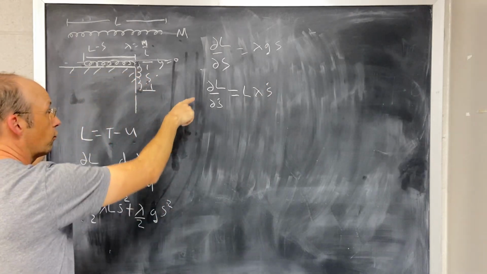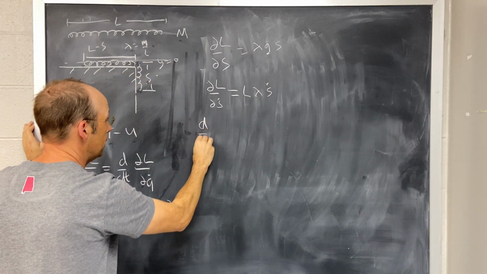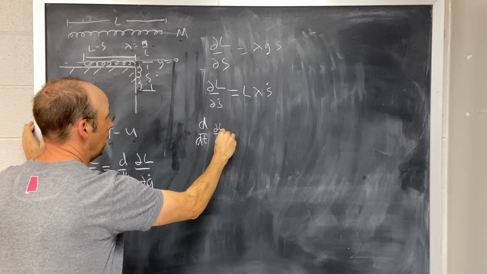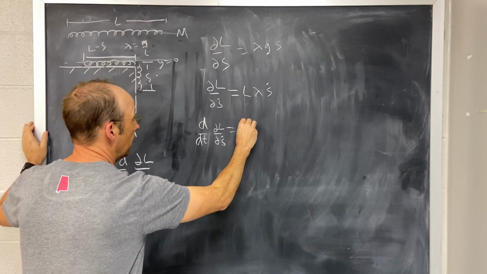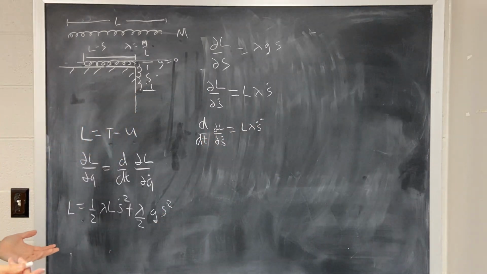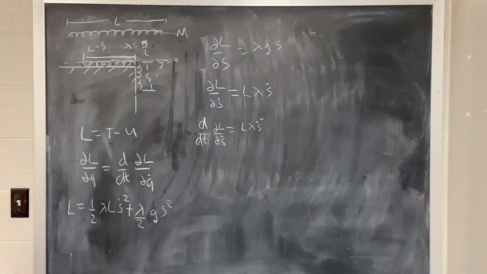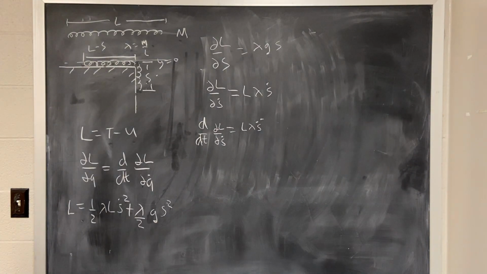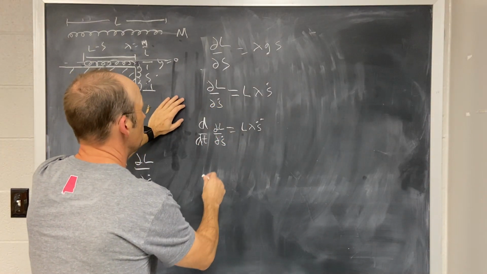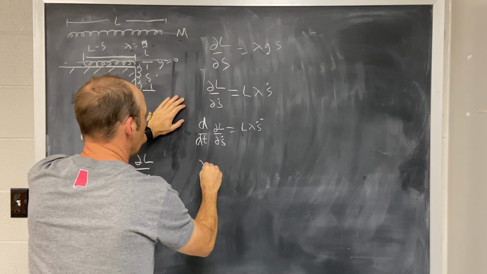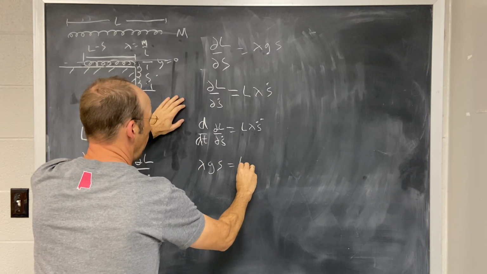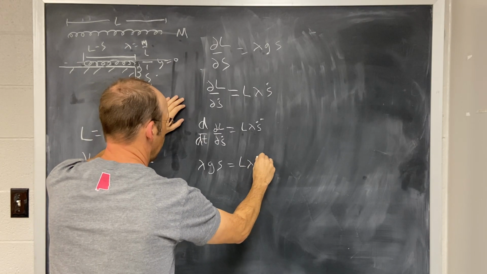Now I need to take the derivative of this with respect to time, d/dt, partial of L with respect to s dot, and that's going to be L lambda s double dot. L and lambda don't change with time, so I don't have to worry about time derivatives with them. So now I can just set this equal to that. I get lambda g s equals L lambda s double dot.